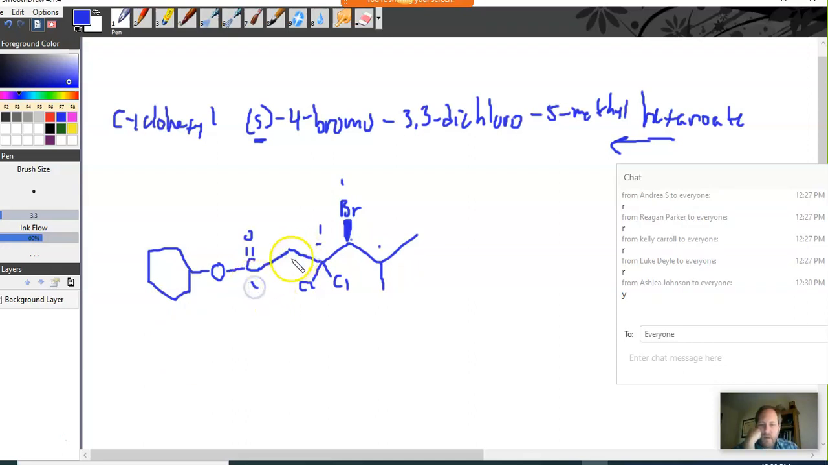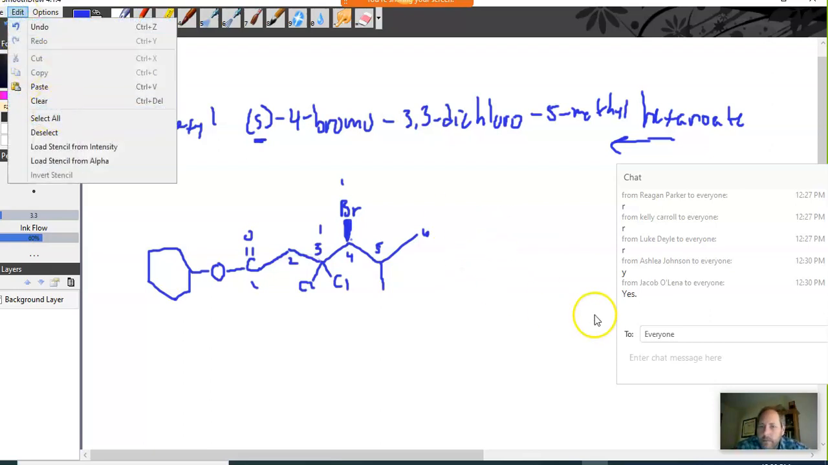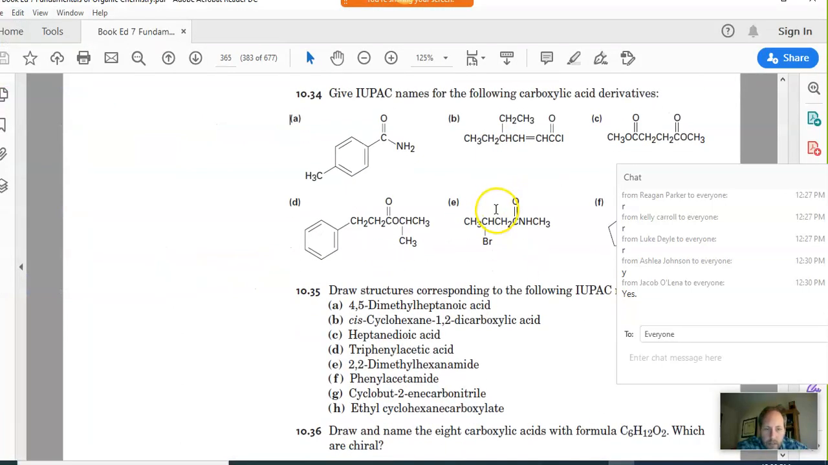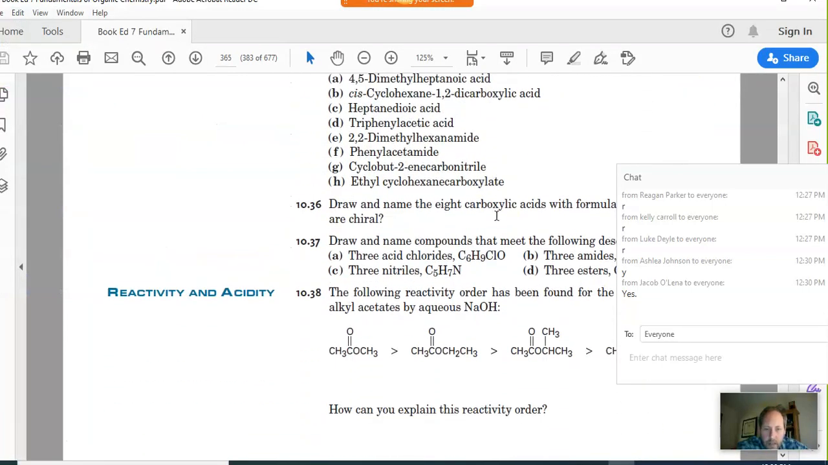So this is carbon 1, this is carbon 2, this is 3, this is 4, this is 5, this is 6. All right, good. Yep, Ashley and Jacob both agree. Good naming. Those really, like I said, the esters and the acids are really the ones that I care more about. All right, so let's go on. Let's do some reactions now.